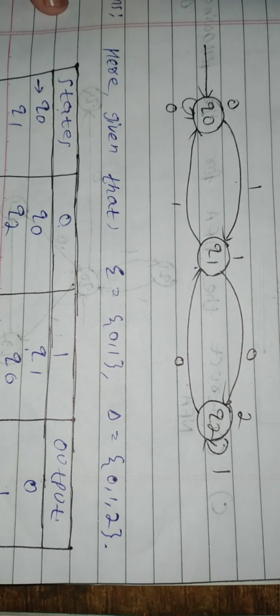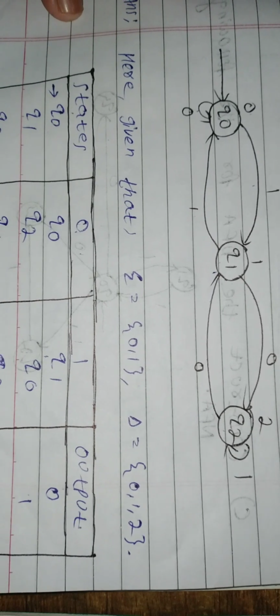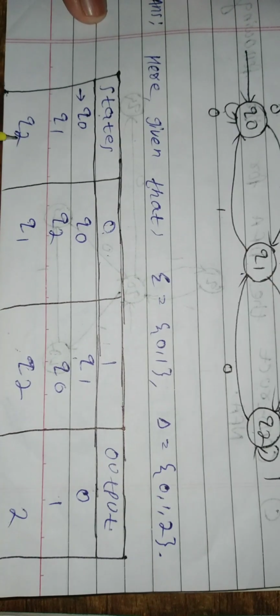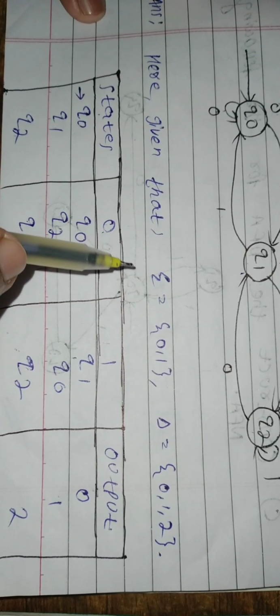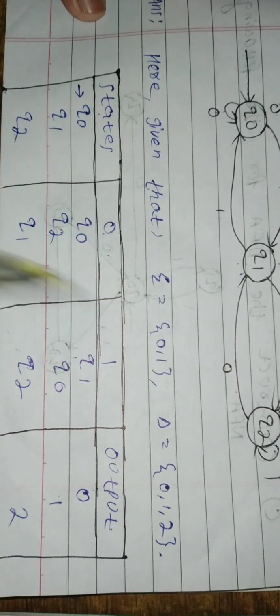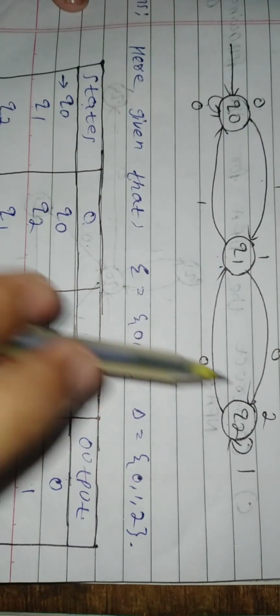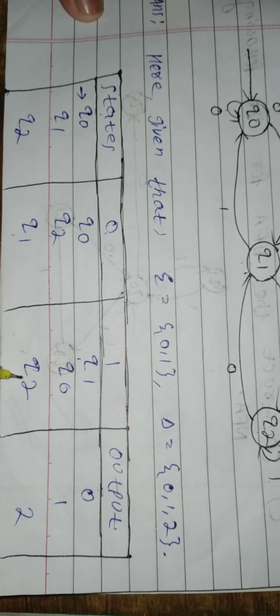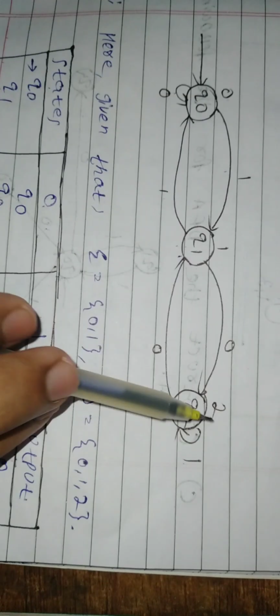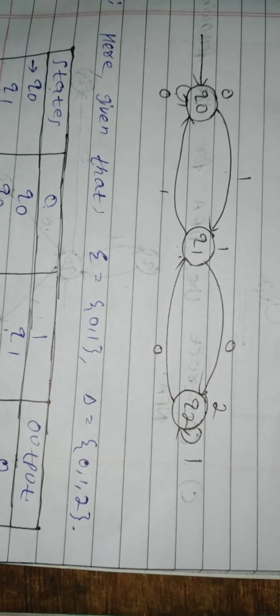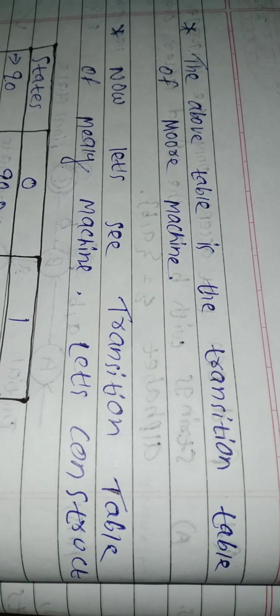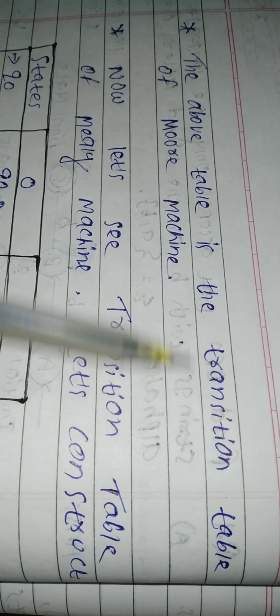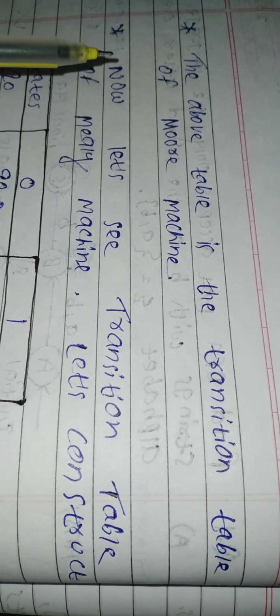And now the next state, that is Q2. When Q2 gets 0, it goes to Q1, so we write Q1 here. And when Q2 gets 1, it remains in Q2, so we write Q2. And the output is 2, as we can see here. Now the above table is the transition table of the Moore machine that we just saw.